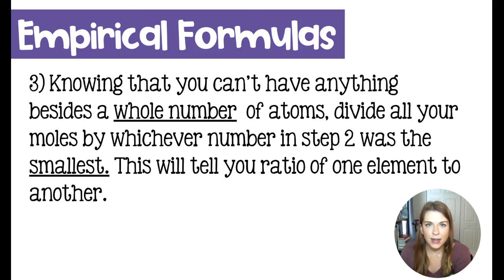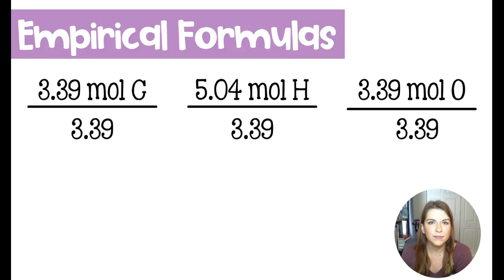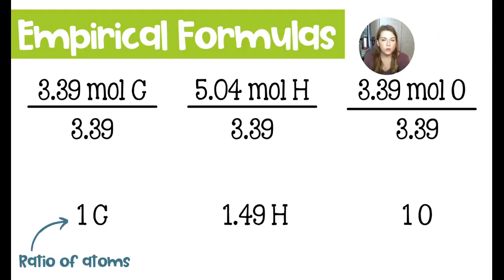Now, you and I know that you can't have half an atom or a quarter of an atom or anything like that. You have to have a whole number of atoms. So we're going to take all of those moles and divide them by whichever one of them was the smallest to get down to the ratio of one element to the next. So out of all of these values, the 3.39 was the smallest. So we're dividing each of these by the smallest number of moles. And across the bottom are the results, and that is going to show us the ratio of one to the next. So for every one carbon, I have 1.5 hydrogens and 1 oxygen.